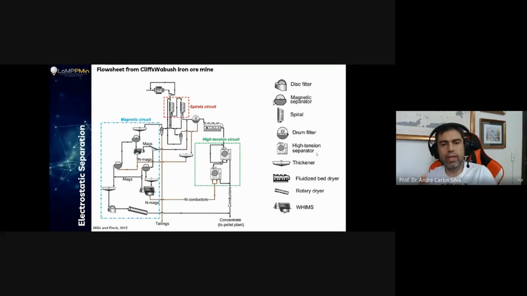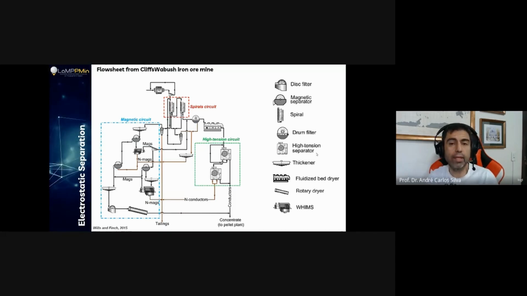So the first stage, marked here by red dots, is the gravitic separation, and in this case they chose spiral as the main concentrator. I'm going to show you the spiral concentrator in a few seconds. And then the material goes to the hydrocyclones, and then it feeds the magnetic circuit. So take a look, we have the low intensity magnetic separator, but we also have the high intensity magnetic separator, all together. Okay, and on the other side we have the green area where we have the high tension circuit, and as you can imagine, we use lots and lots of electricity.